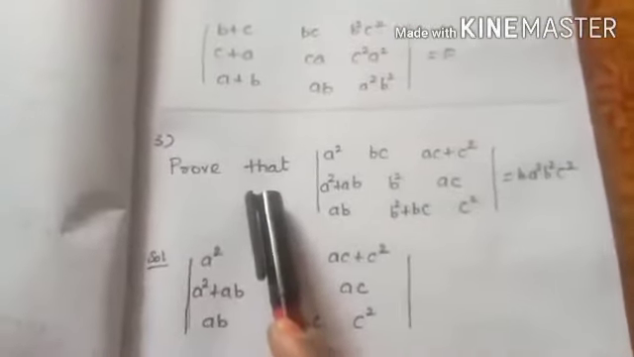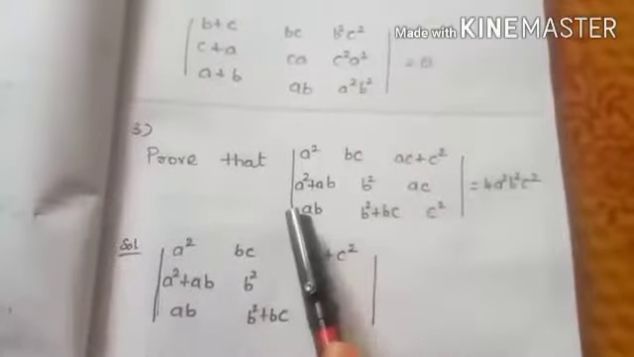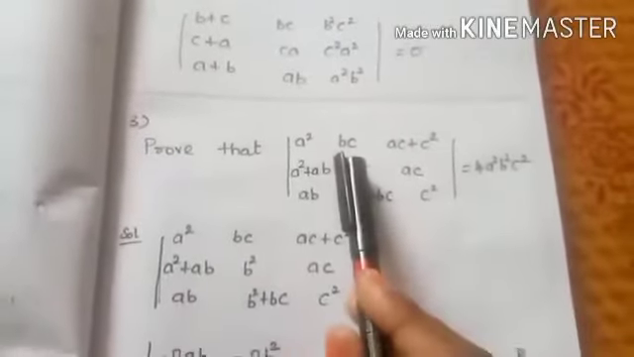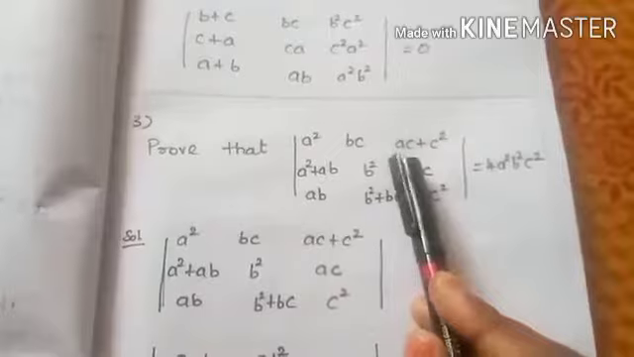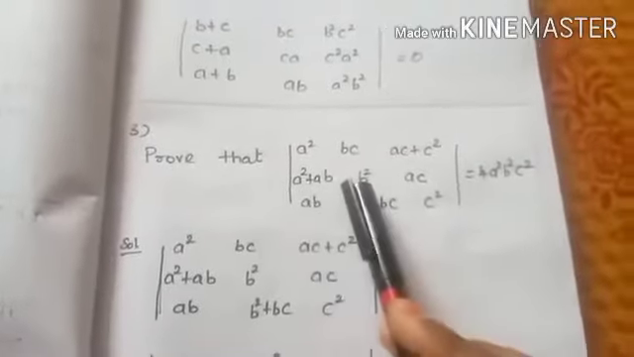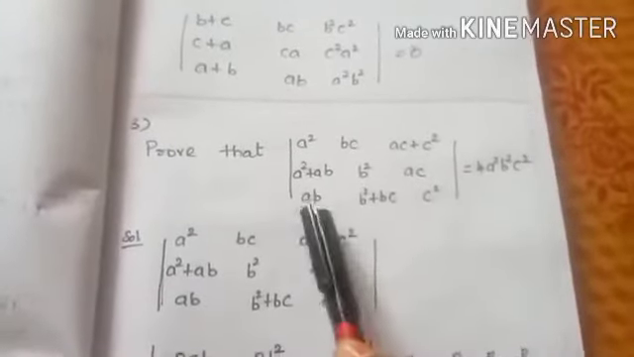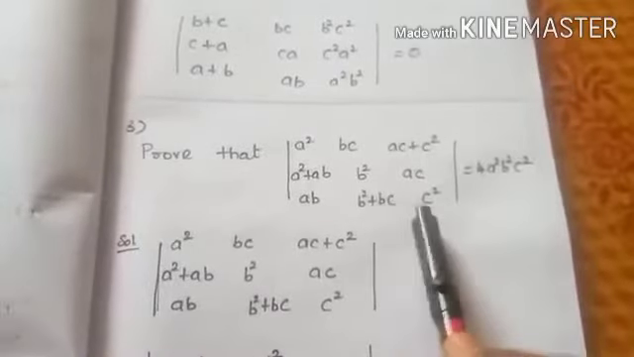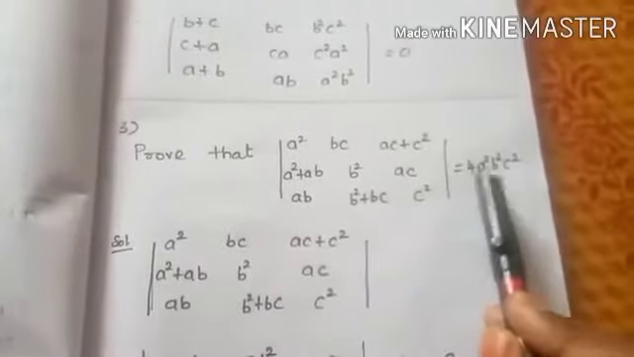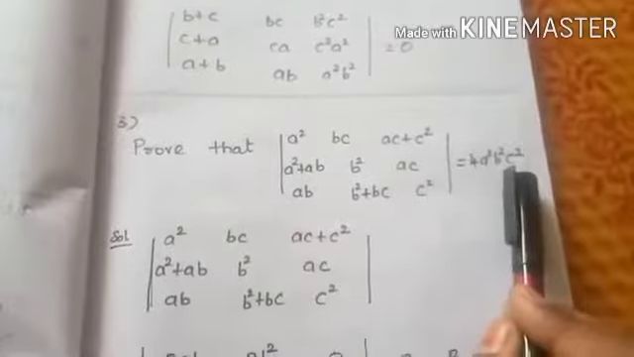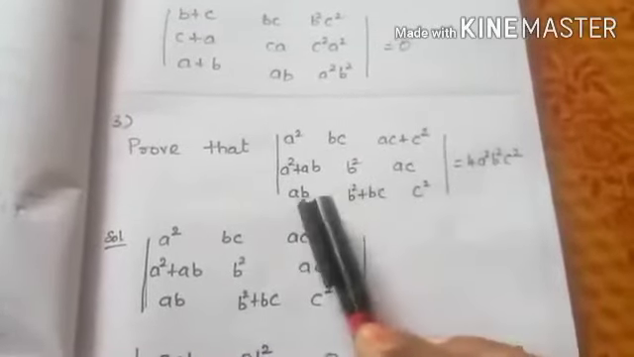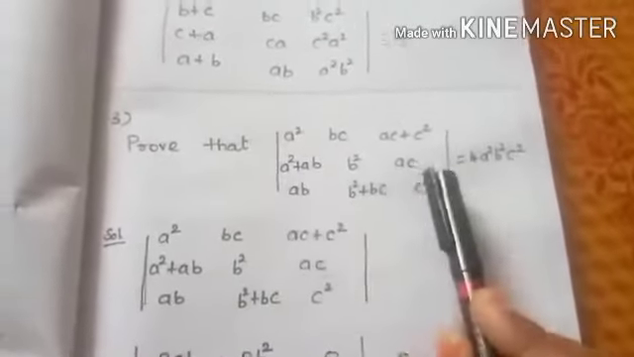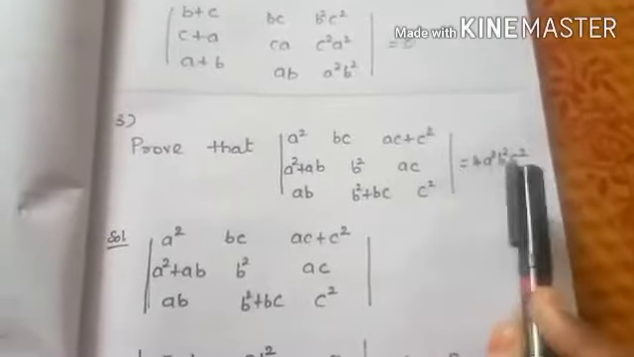Next, question number 3. Prove that the determinant of a squared, bc, ac plus c squared; a squared plus ab, b squared, ac; ab, b squared plus bc, c squared is equal to 4 a squared b squared c squared. So we have to prove that the value of this determinant is equal to 4 a squared b squared c squared.